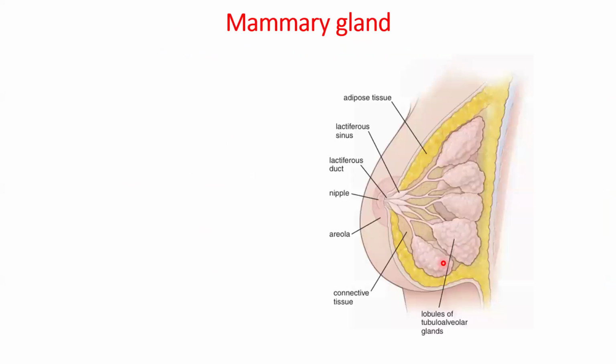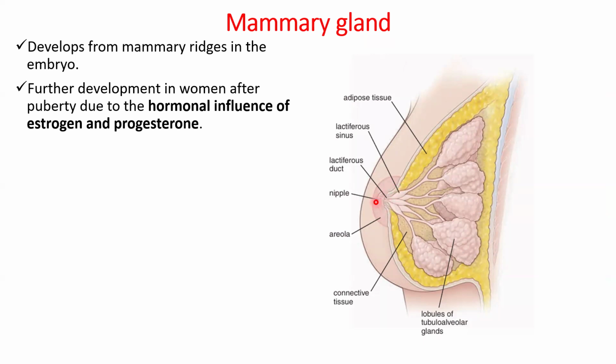Then we finalize by talking about the mammary glands. So the mammary glands, we know its gross organization. It has a nipple, the areola surrounding it is skin, it has adipose tissue, then you can appreciate the parenchyma and the ducts that are present. Then these lactiferous sinuses open into the lactiferous ducts. The mammary gland embryologically develops from the mammary ridges in the embryo.